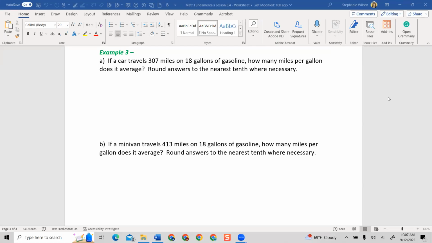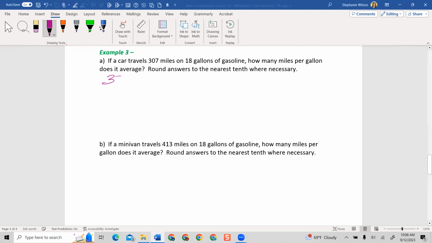We're going to solve some applications here in this video using division of decimals. So the first example says, if a car travels 307 miles on 18 gallons of gas, how many miles per gallon does it drive? And it says round to the nearest tenths. So we're going to take that 307 miles, divide it by 18 gallons.